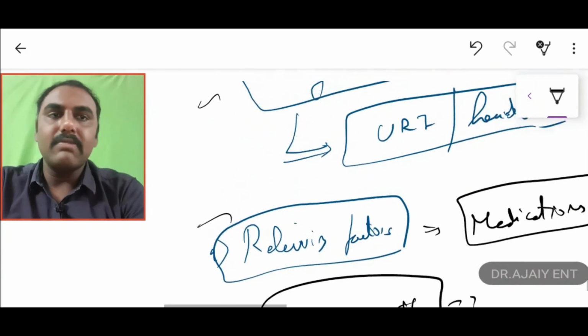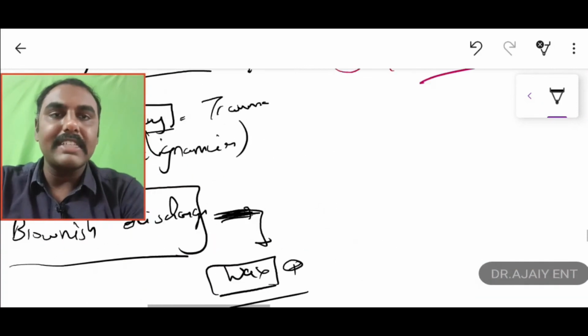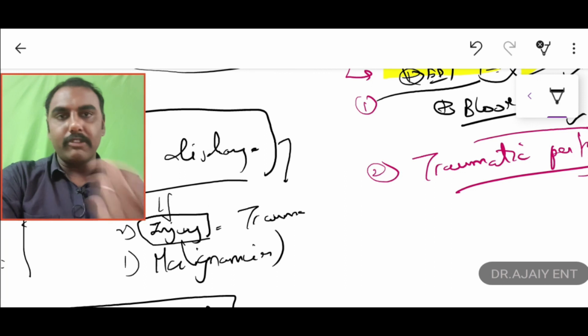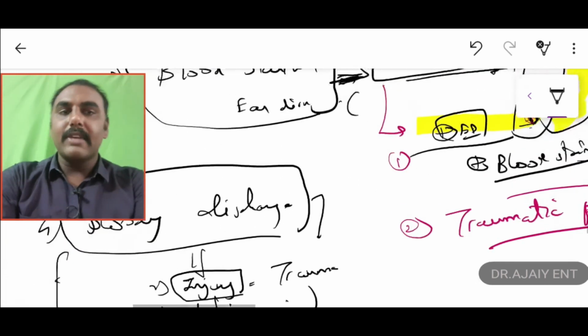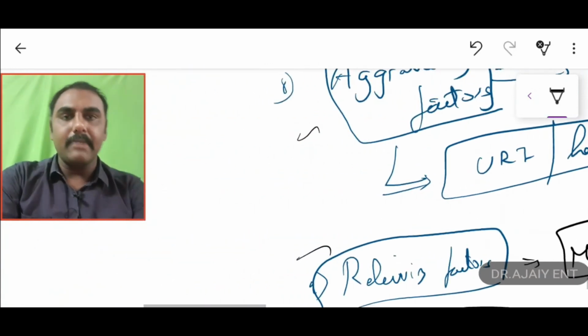Sometimes, while you are asking about the duration, you may even ask each episode lasts for how many days, maybe 3 days or 4 days, maybe for months or years. Okay, you can ask that also. So this is regarding the ear discharge. Very important, ear discharge.